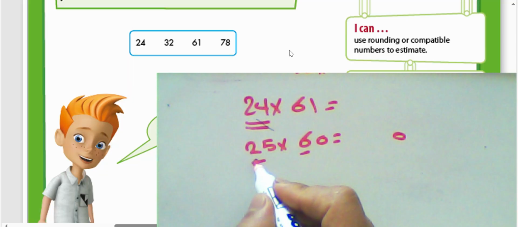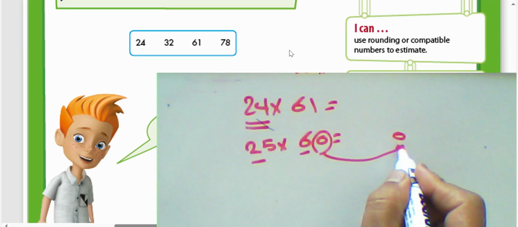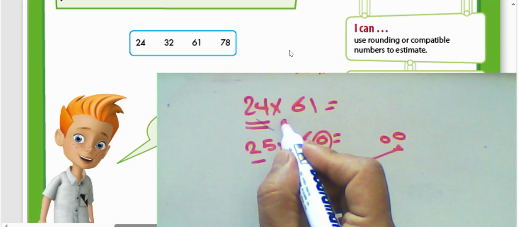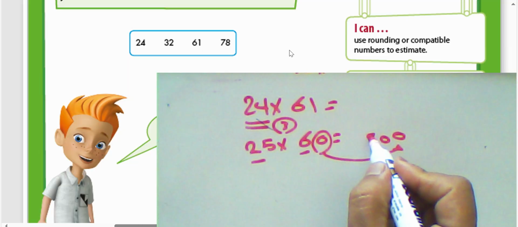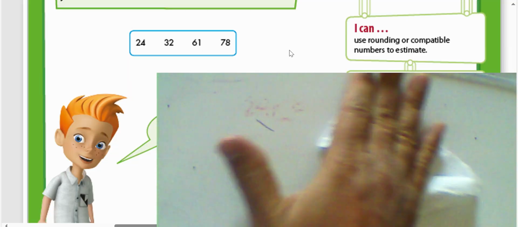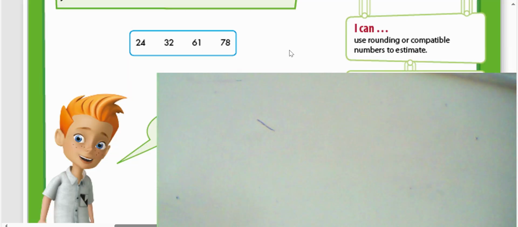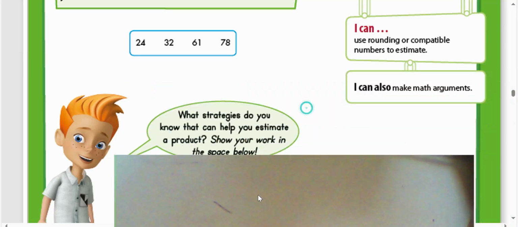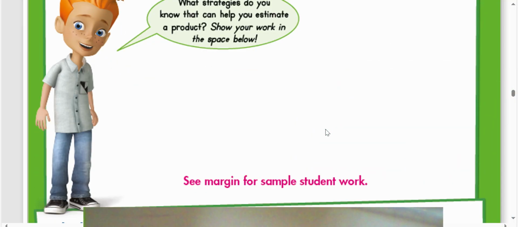Write 0, and 6 times 25. Write 0 outside here, and 6 times 5 is 30, write 0 and carry 3. 2 times 6 is 12 plus 3 equals 15. Then the result will be 1500. You can also use rounding on the numbers. Use this strategy or this strategy, so we have two strategies to find the answer of product numbers.